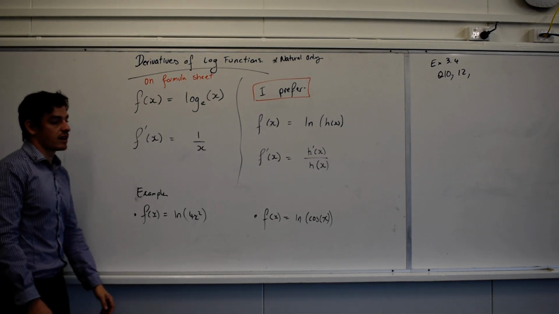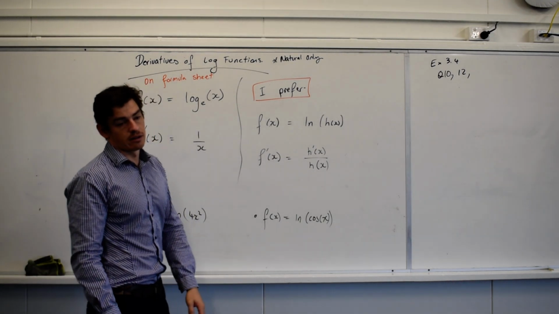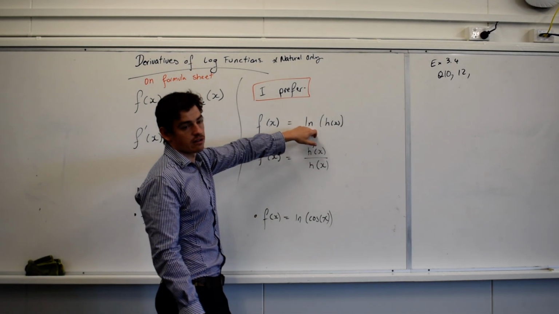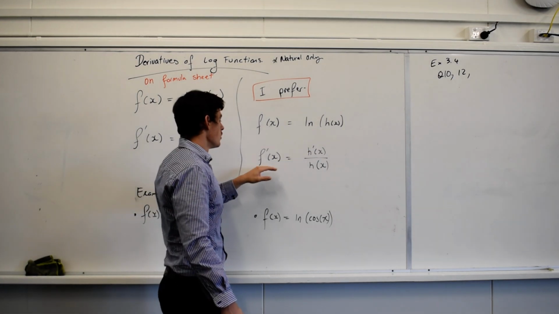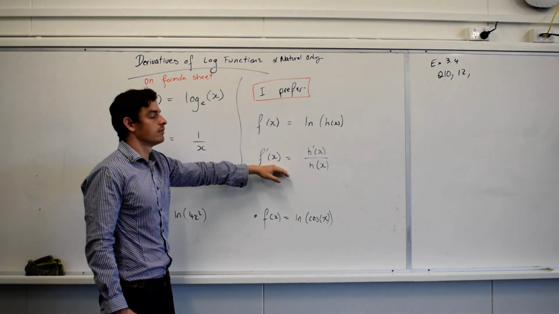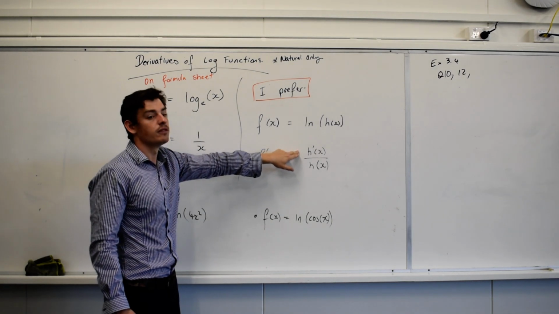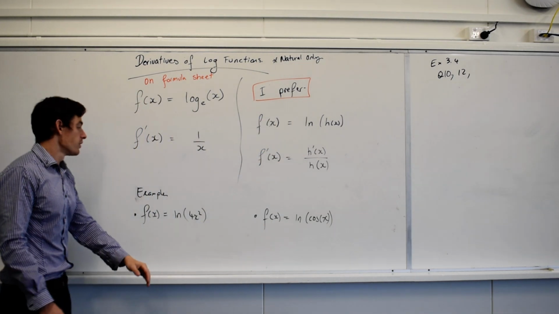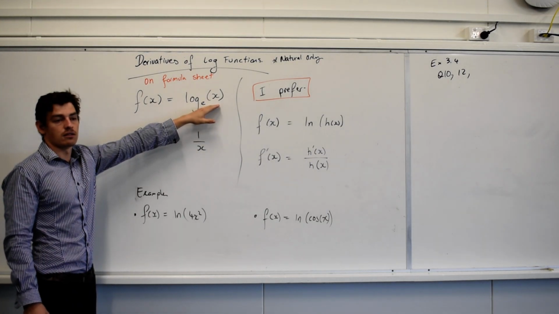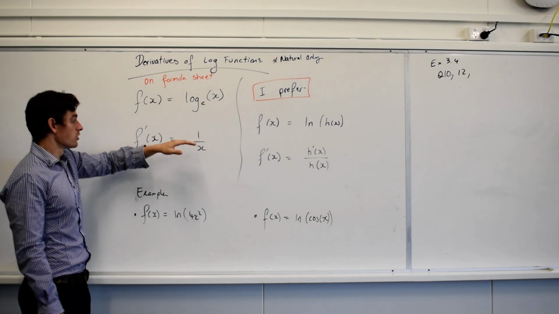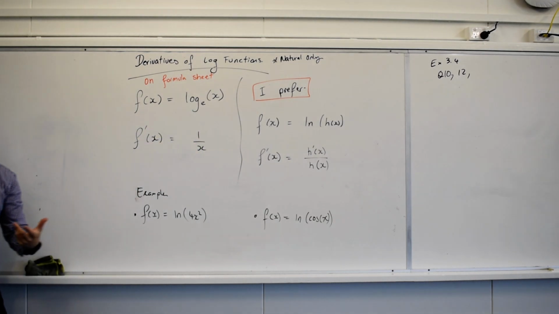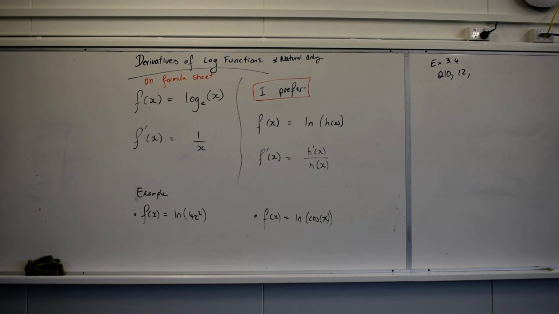What's that law saying? What do you reckon, Liam? If I've got a function ln of some function, the derivative equals? The derivative of that function over the original. Correct. So in this case here, what's the derivative of x? 1, correct? So it's the derivative function divided by the original function. That's all the law is. So it's quite kind in that regard.